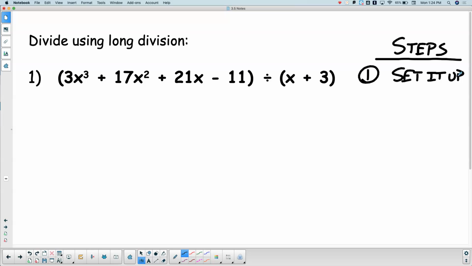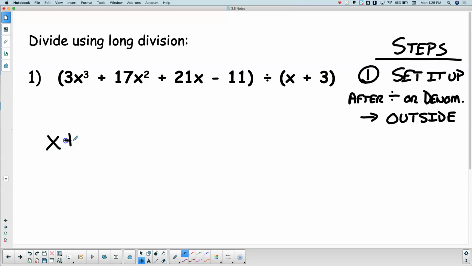First thing you've got to do is set it up. Okay? So if it's after the division symbol, or the denominator, that's what's going to go on the outside of the old school long division symbol. Okay? So in this case, it would be x plus 3.